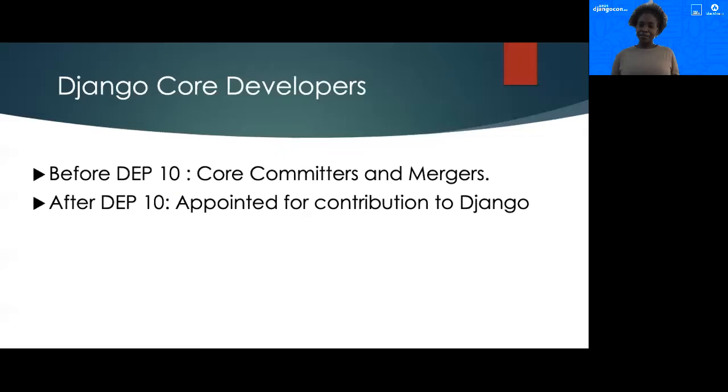The last type of DSF members are the Django core developers. Before DEP 10 was put in place at the end of 2020, the core team was a group of trusted volunteers who managed the Django project. They assumed many roles required to achieve the project's goals, especially those that require a high level of trust, and made the decisions that shaped the future of the project. After DEP 10, the responsibilities of the Django core team were moved to the technical board and other technical teams. Now the core members will be people who have made contributions to the Django ecosystem.